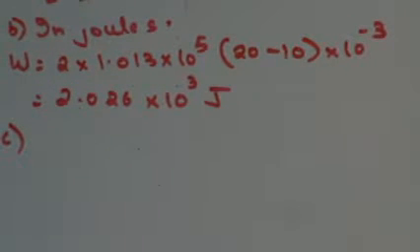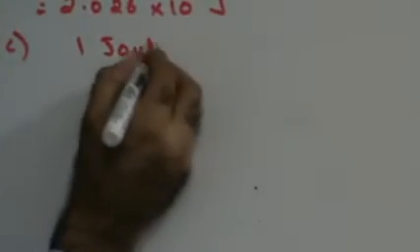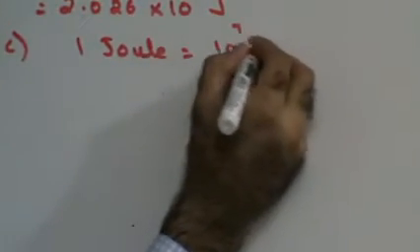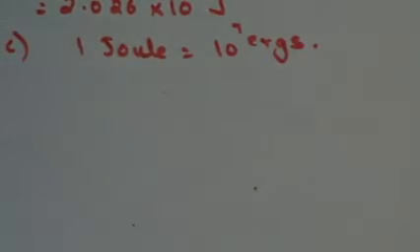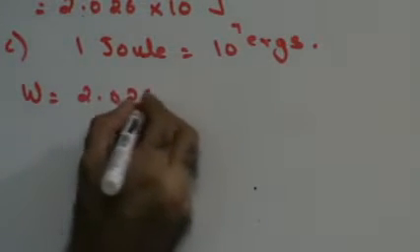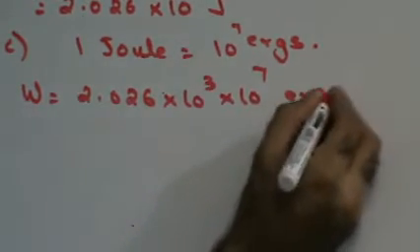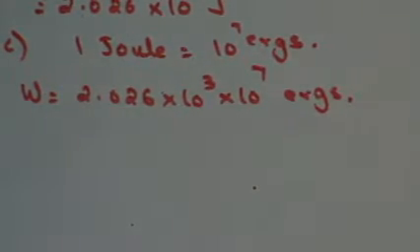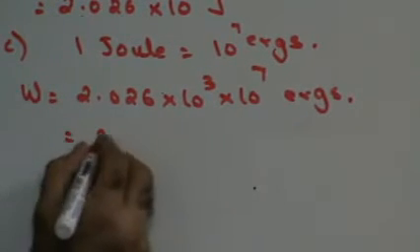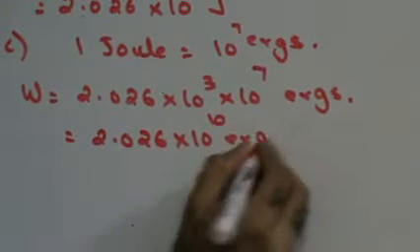Next, they will ask you to find out the work done in ergs. Now we know that 1 joule is 10 raised to 7 ergs. So if I want to convert from joules to ergs, I have to multiply by 10 raised to 7. So in that case, work will be 2.026 into 10 raised to 3 into 10 raised to 7 ergs. I'm multiplying by 10 raised to 7 to convert it from joules to ergs. So in that case, this will be nothing but 2.026 into 10 raised to 10 ergs.